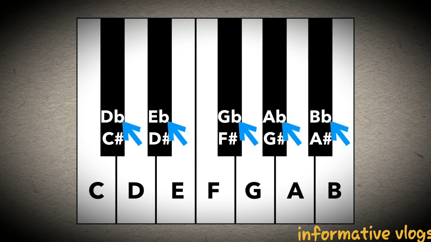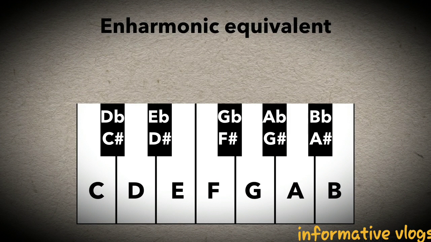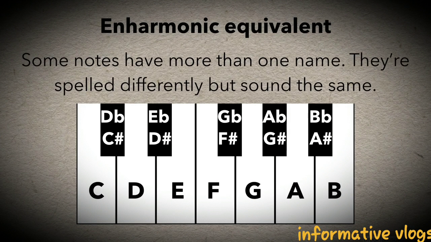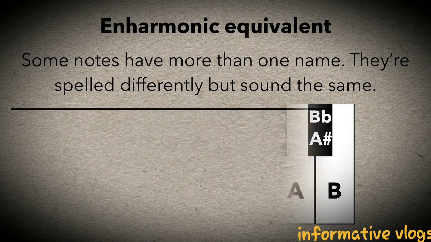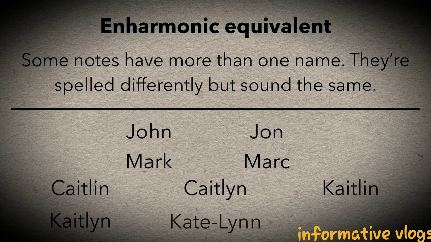You'll notice that the black notes have 2 names because you can approach them from below or above. That phenomenon is known as enharmonic equivalent, which refers to the fact that some notes have more than one name. They're spelled differently but sound the same. It's kind of like how some names have more than one spelling, like John, Mark, or Caitlin.